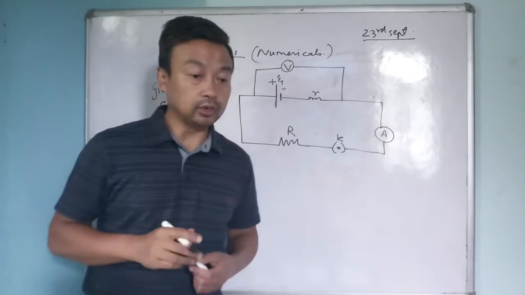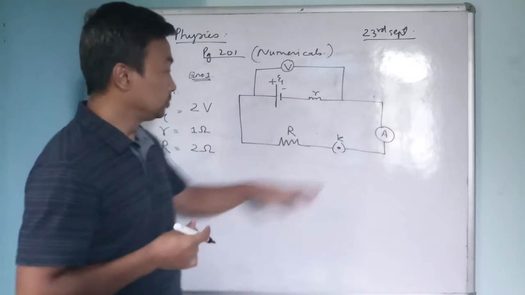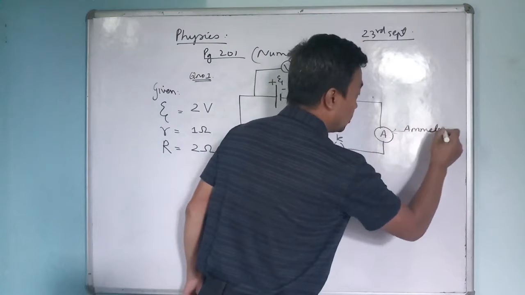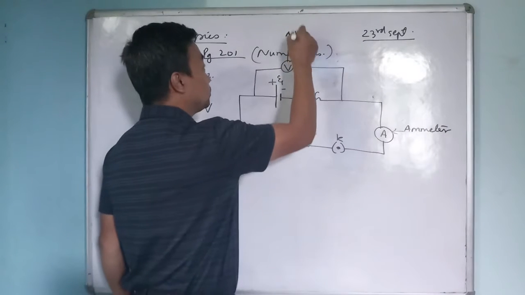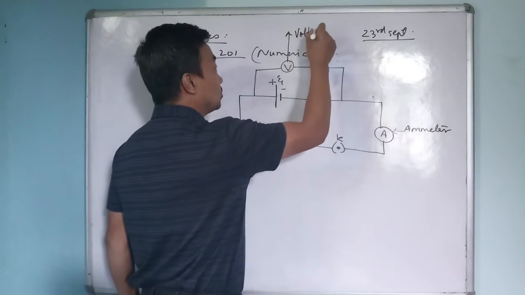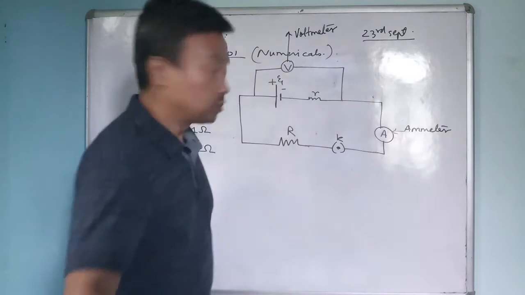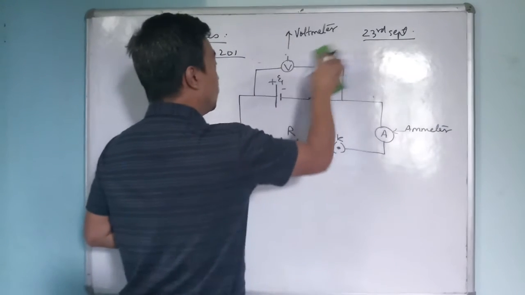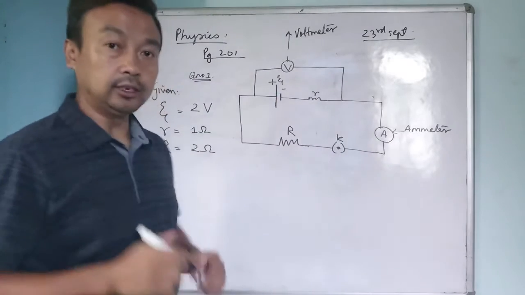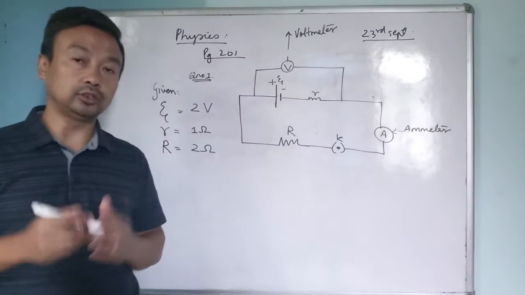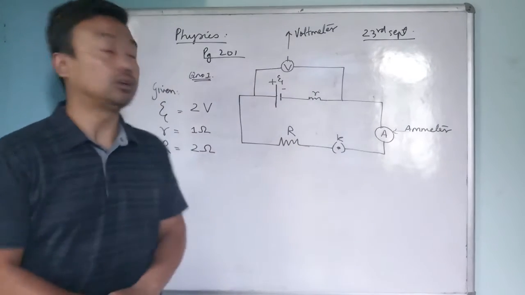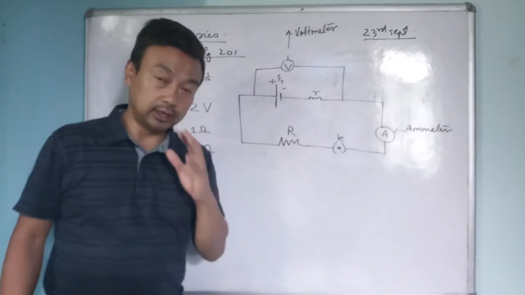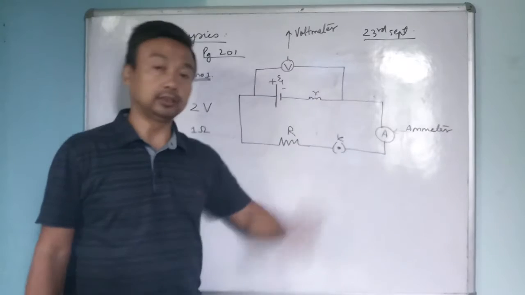So what will be the readings of the ammeter and the voltmeter? This is an ammeter and this is a voltmeter. We have to find the readings of these two. What does the voltmeter do? Voltmeter is an instrument which is used to measure the potential difference across the ends of a coil or a conductor. And what does the ammeter do? Ammeter is an instrument to measure the flow of current in the circuit.